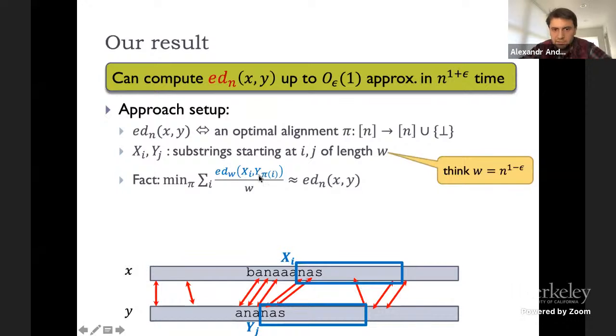Now, these are length w substrings, so we'll think about them as computing edit distance of length w on length w substrings. Okay, so now if we minimize over all alignments between strings x and y, right, compute what is the cost of these alignments. Now, since these are length w substrings, we have to normalize by w. Then this is a constant factor approximation to the edit distance between x and y.